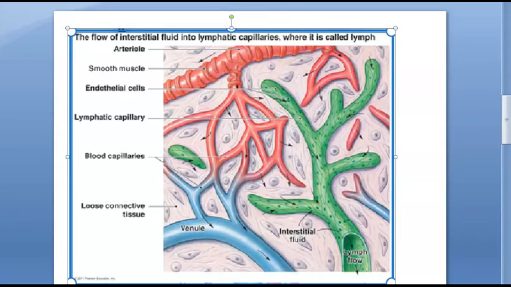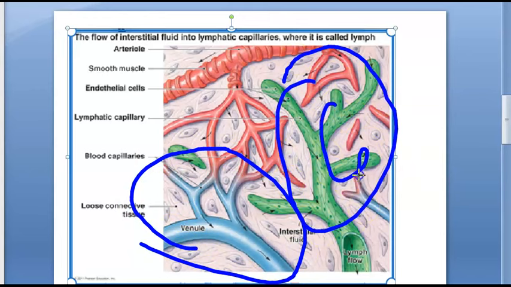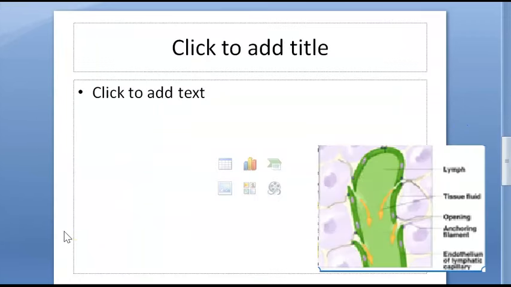It begins blindly in the tissue space. That's what they are saying, they just begin blindly in the tissue space. So the venous system is of the fine drainage type, and the lymphatic is of a coarse drainage, C-O-A-R-S-E. Coarse drainage type. Okay, that's it.